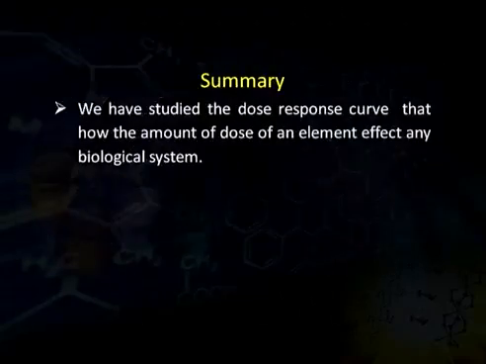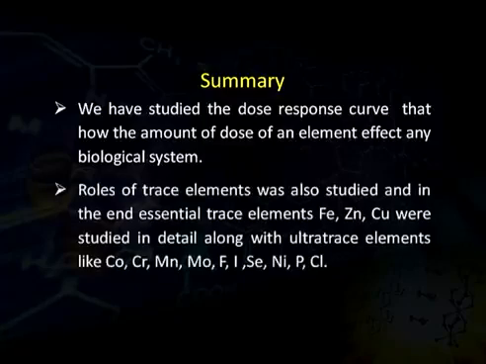We have studied the dose response curve, that is, how the amount of dose of an element affects any biological system. The role of trace elements was also studied, and in the end essential trace elements, that is iron, zinc, copper, were studied in detail along with ultra trace elements like cobalt, chromium, manganese, molybdenum, etc. In my second episode on bio-inorganic chemistry, we will be discussing the alkali and alkaline earth metals, their distribution and biological role in the body, the sodium potassium pump, the concentration gradient, and the role of magnesium ion.